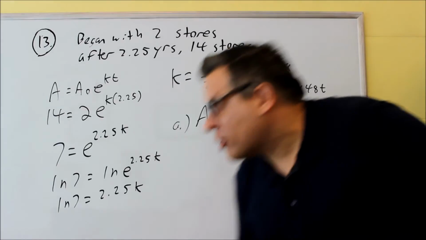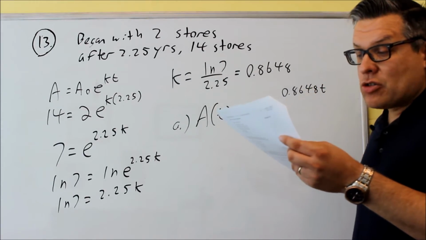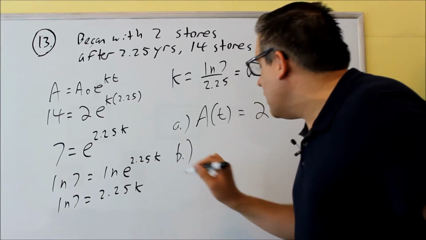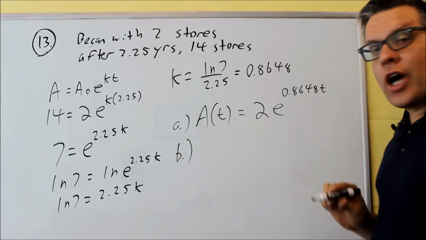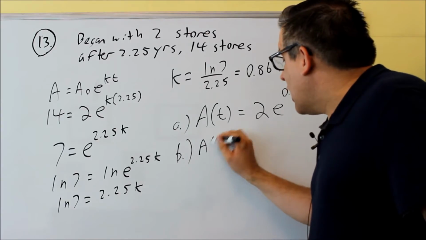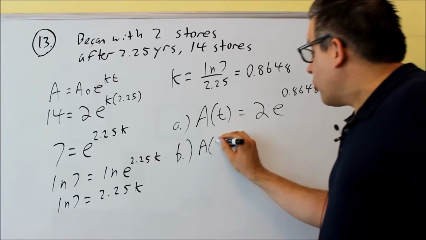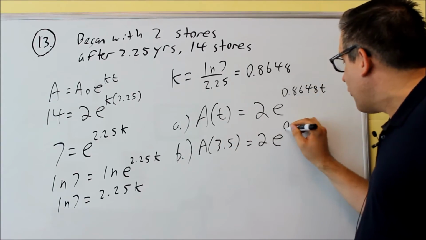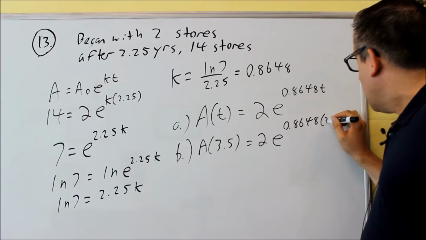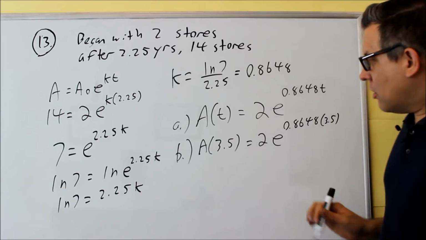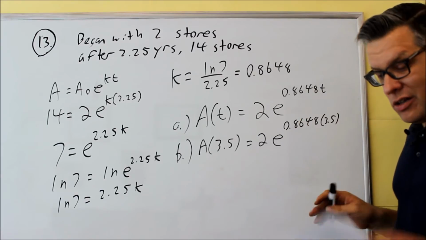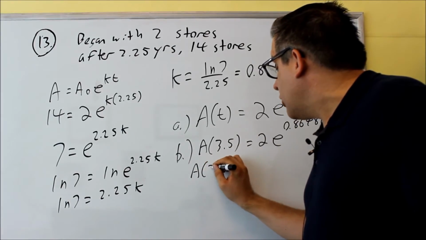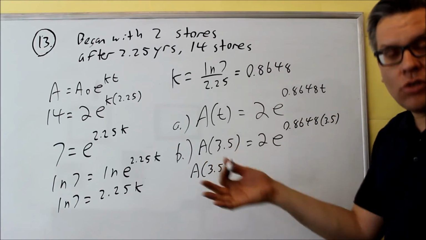Now the second part of this question, part B, says how many stores are estimated to be in Las Vegas after 3.5 years. So let's go ahead and do part B. We're going to use our answer from part A. It asks how many stores there are after 3.5 years, so we put 3.5 in for t. We want to work this out, and this one says round to the nearest whole number. So again, you've got to watch your instructions. Sometimes you want to round to the nearest whole number, otherwise it may tell you to round to another decimal place.